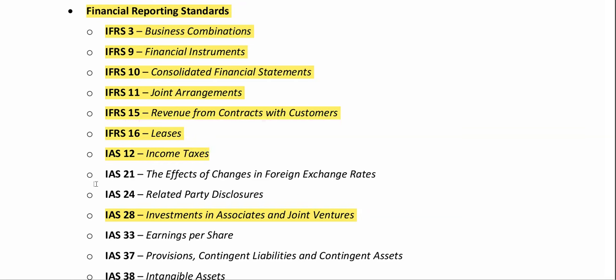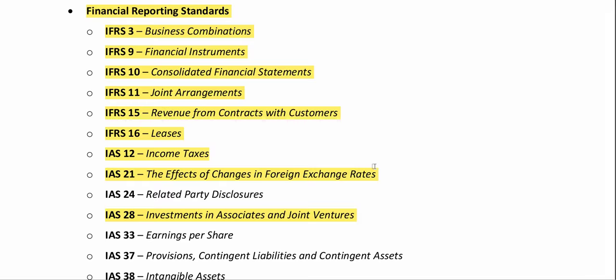IAS 21, the effects of changes in foreign exchange rates was tested in the most recent sitting, and it could be tested again. You should be thorough with accounting for a foreign subsidiary in terms of IAS 21. And you should also be familiar with how we would be accounting for foreign currency transactions. So those are 2 different aspects: accounting for a foreign subsidiary, in which case we would have foreign currency translations, and accounting for transactions which involve foreign currency.